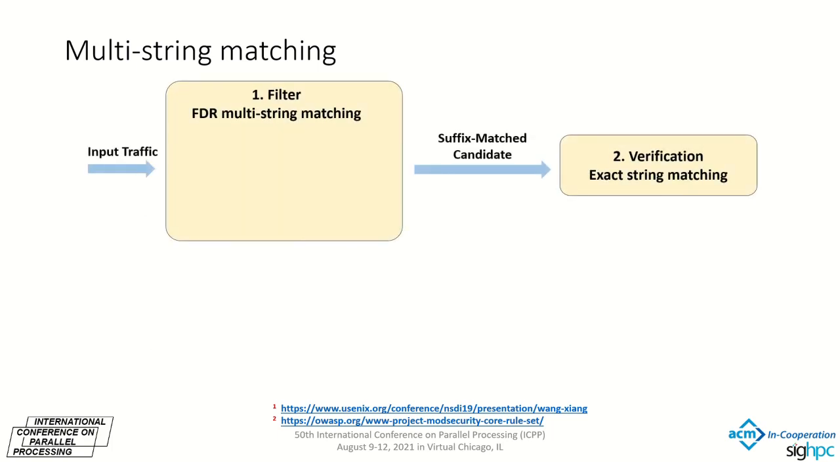Multi-string matching has two main stages. It will first go through the FDR. After we find the string, we can trigger the corresponding, more complex regex matching.